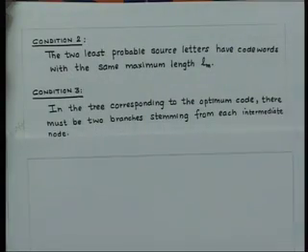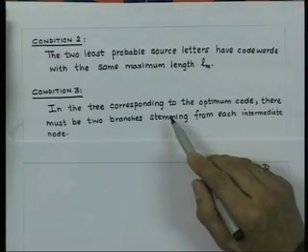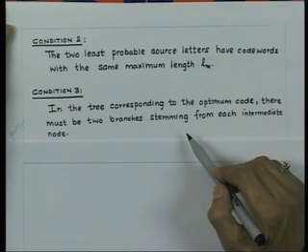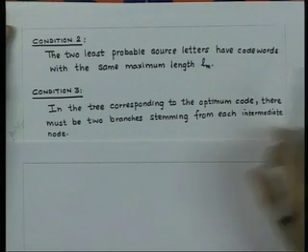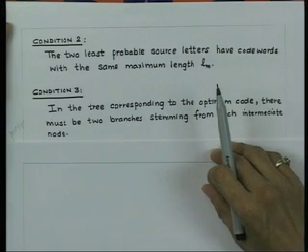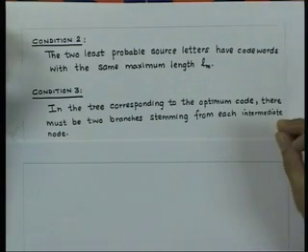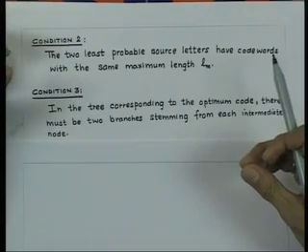Next, the third condition which an optimal code should satisfy is that in the tree corresponding to the optimum code, there must be two branches stemming from each intermediate node. Now, if this condition was not true, meaning there was any intermediate node with only one branch coming from it, then we can always remove that branch or compress that without affecting the decipherability of the code and in the process reducing its average length. So, this condition also has to be satisfied by an optimal code.